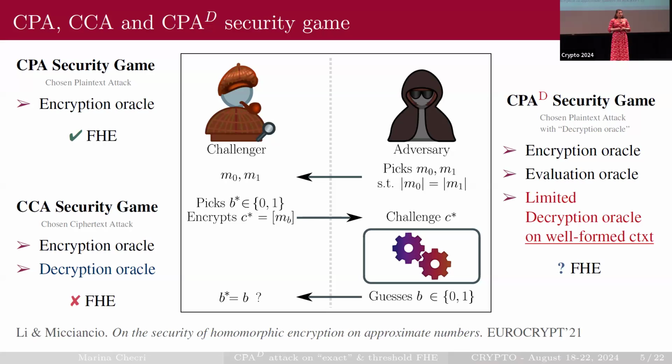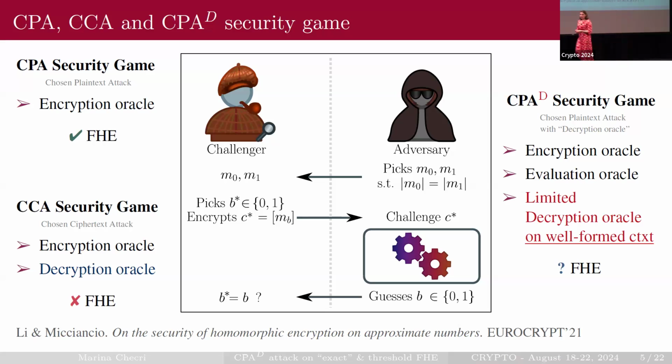Said differently, the decryption oracle only accepts well-formed ciphertext that are either fresh encryptions or encryptions homomorphically derived. It's a hard word, you should try. Homomorphically derived from fresh encryptions. And consequently, CPAD does not capture any CCA aspect.